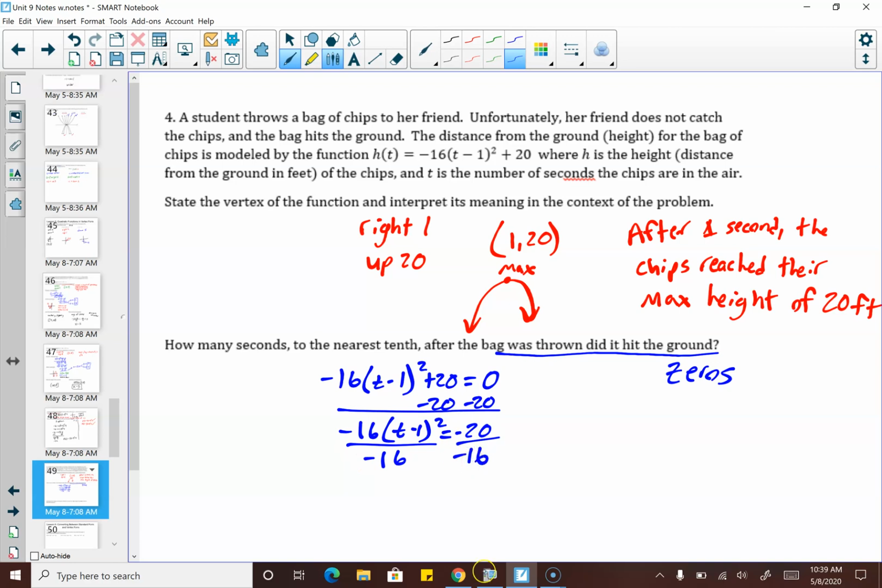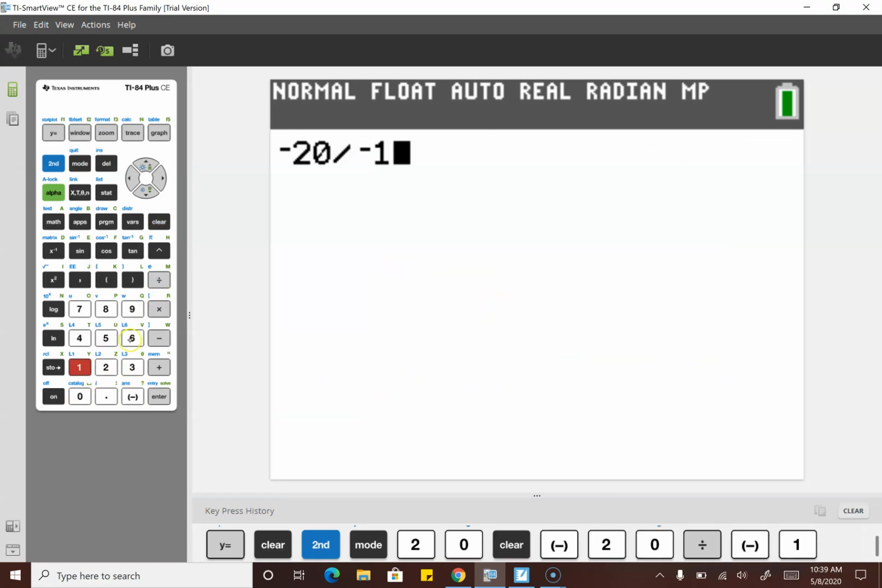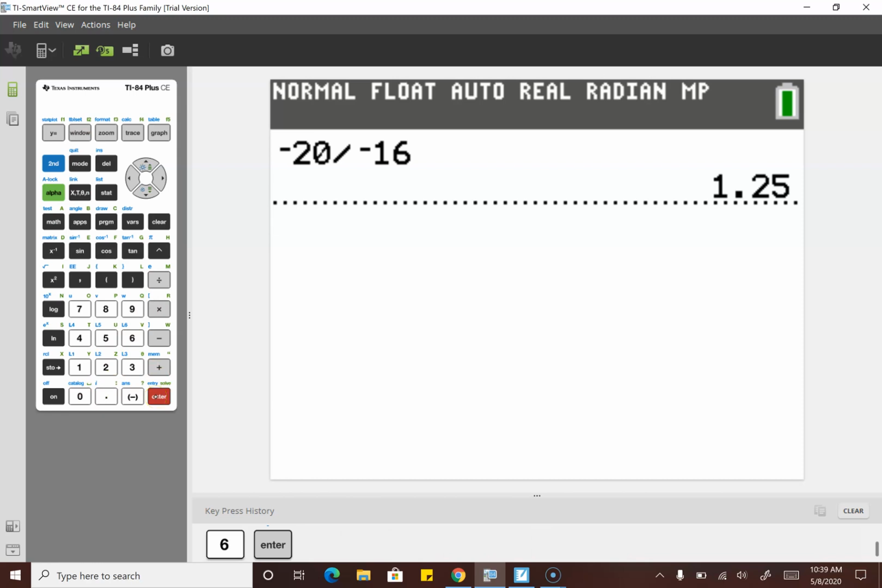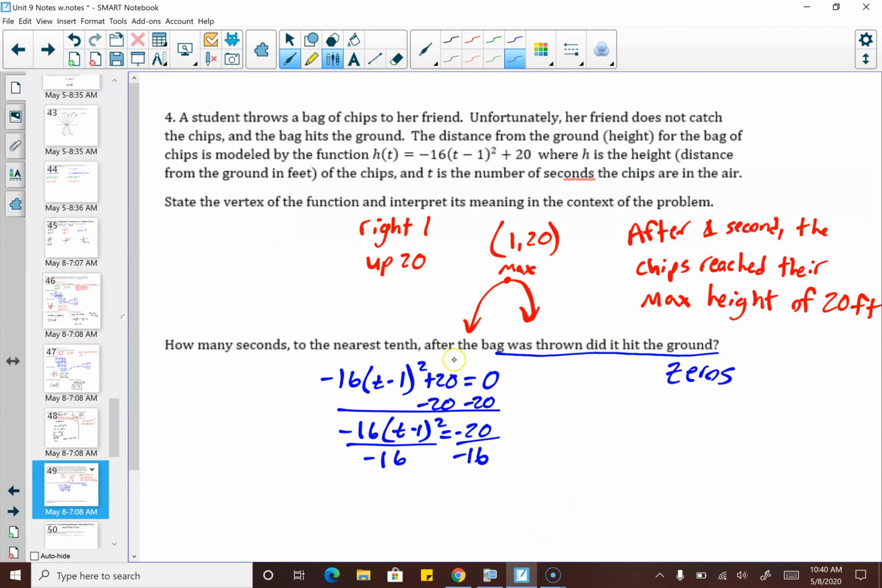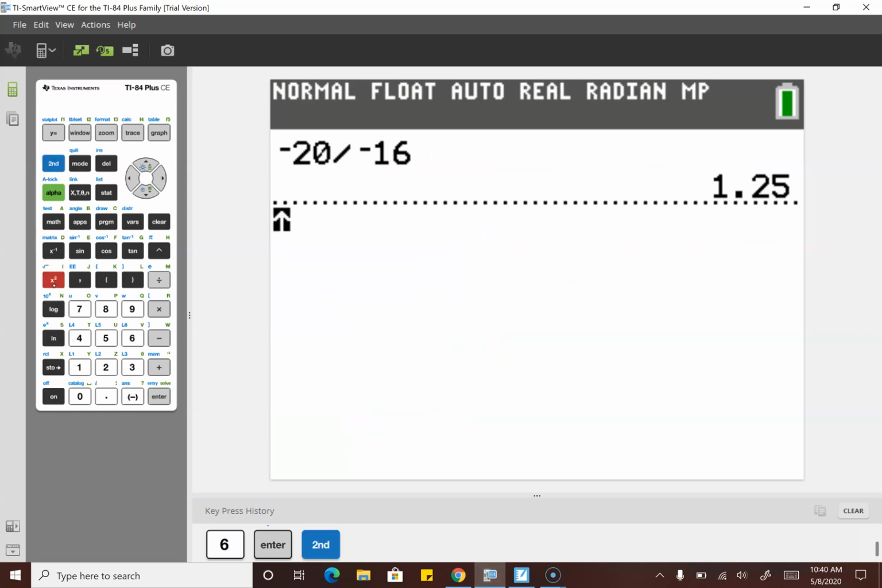Now, this doesn't divide perfectly, but it might be a good idea to put it into your calculator here and see if we can simplify it a little bit. So you can keep it as 1.25, that's fine. It said rounding to the nearest tenth anyway. So t minus 1 squared equals 1.25. Square root both sides. T minus 1 equals, now let's see what the square root of 1.25 gives us.